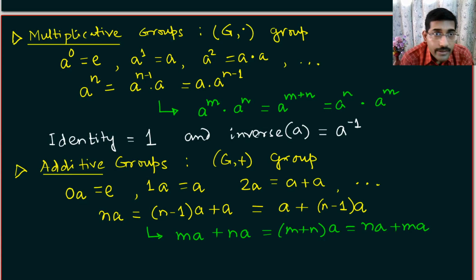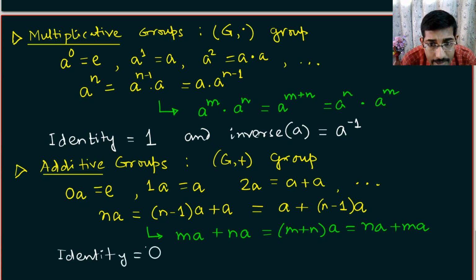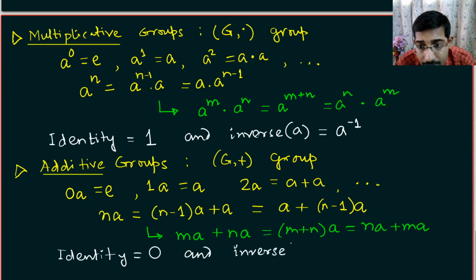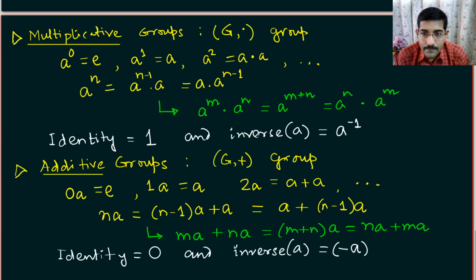Here again, I will notify my identity element. Since it's additive, I will consider it as 0. And my inverse element of A, I will write as minus A, because A plus minus A will give me 0, the identity. Okay, so with this notation, let us now move forward.